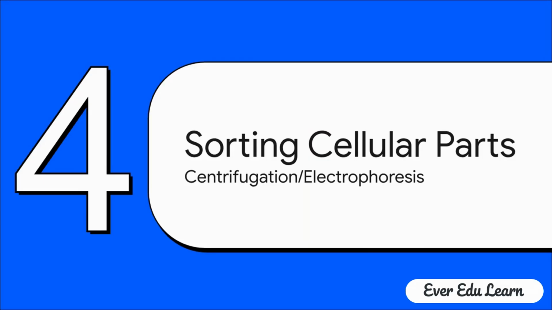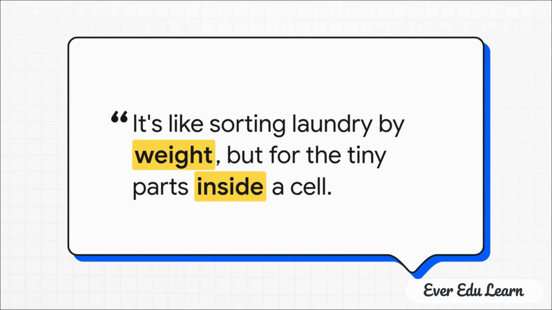Okay, we're really getting into the weeds now. We can see the cells, grow them, color them, but what if you need to study their parts individually? How do you get a pile of just mitochondria over here and a tube of just ribosomes over there? I absolutely love this analogy because it's dead on. To separate everything inside a cell, you basically put it all through a super high-speed spin cycle.